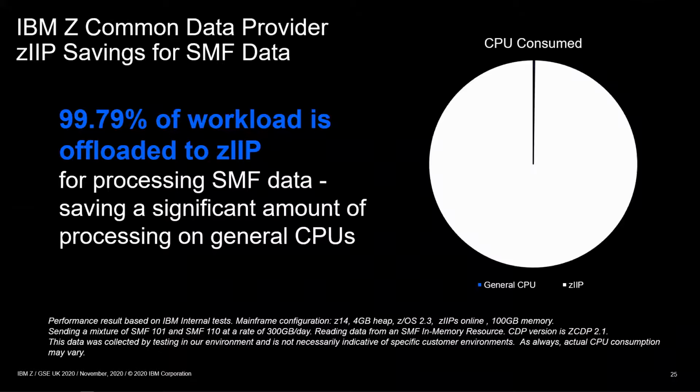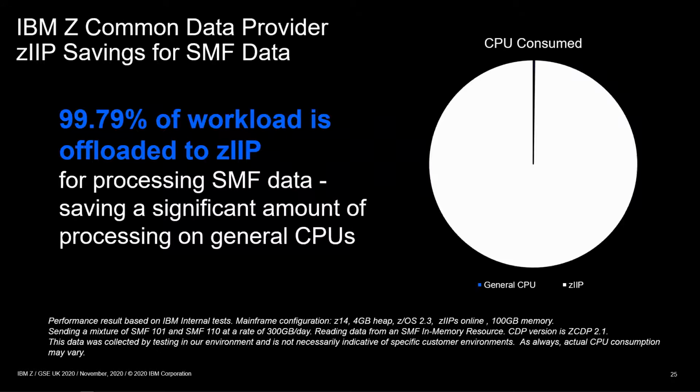I mentioned one of the key things that we had focused on was zIIP enablement of the components. One of the components I mentioned as I was going through the architecture quickly was our System Data Engine, and this is what processes SMF data. We found in some of our lab tests that 99.79% of that workload was eligible to run on zIIPs. So a very significant amount of the processing was offloaded off of the core processors.